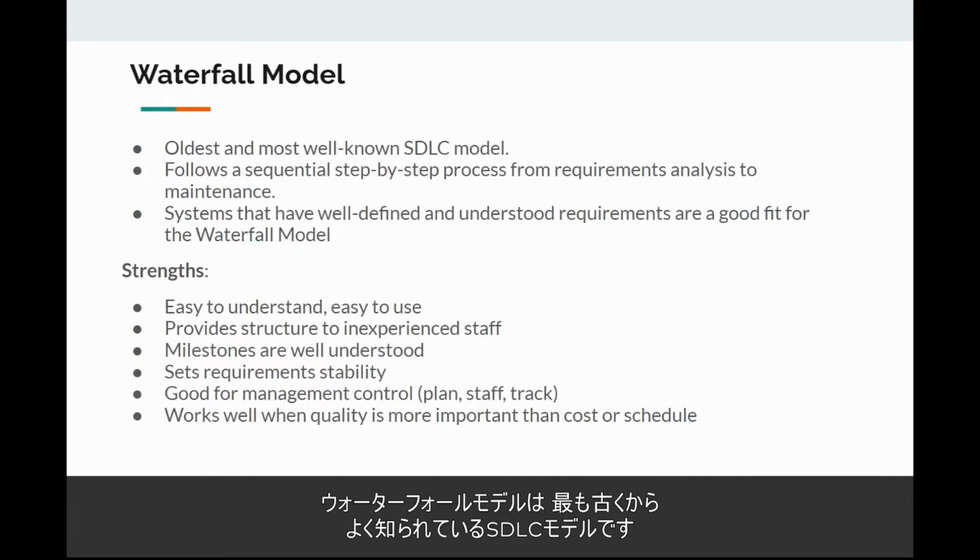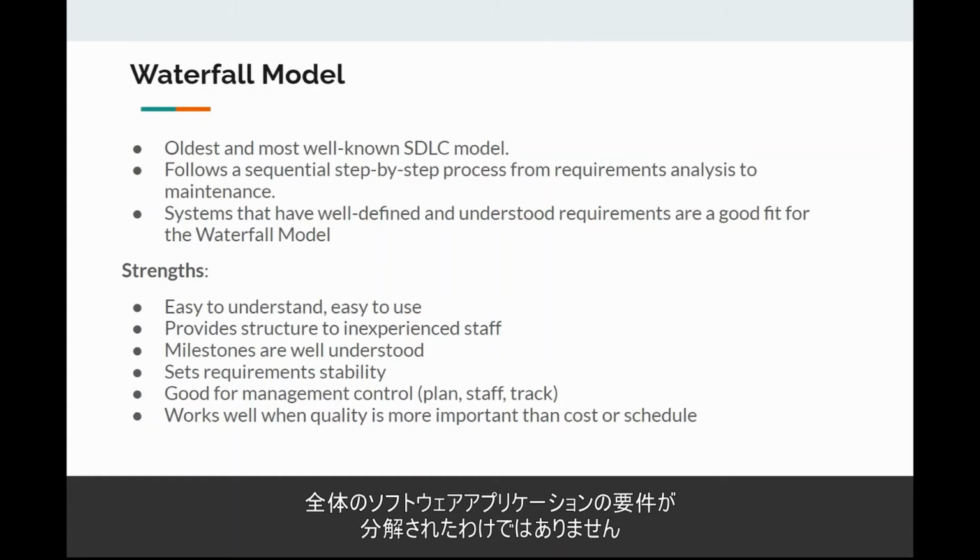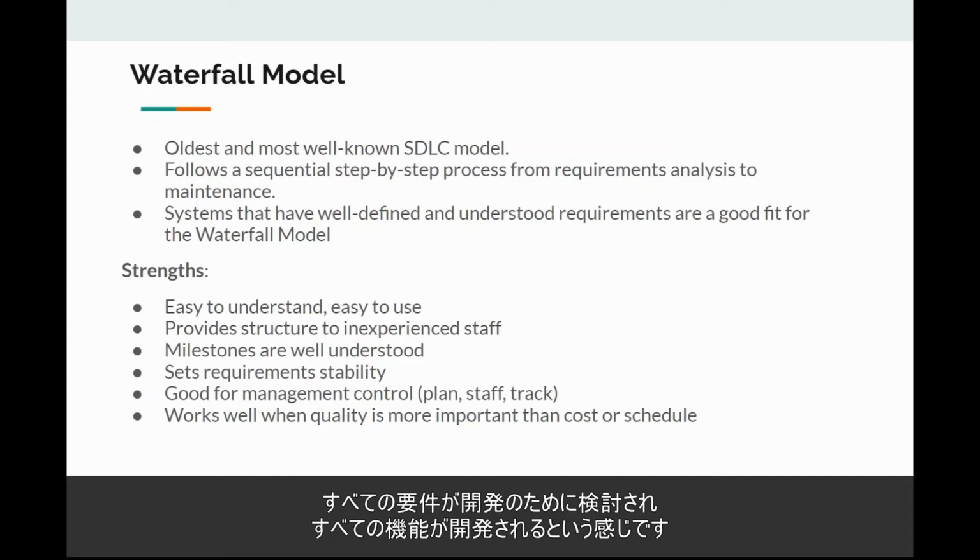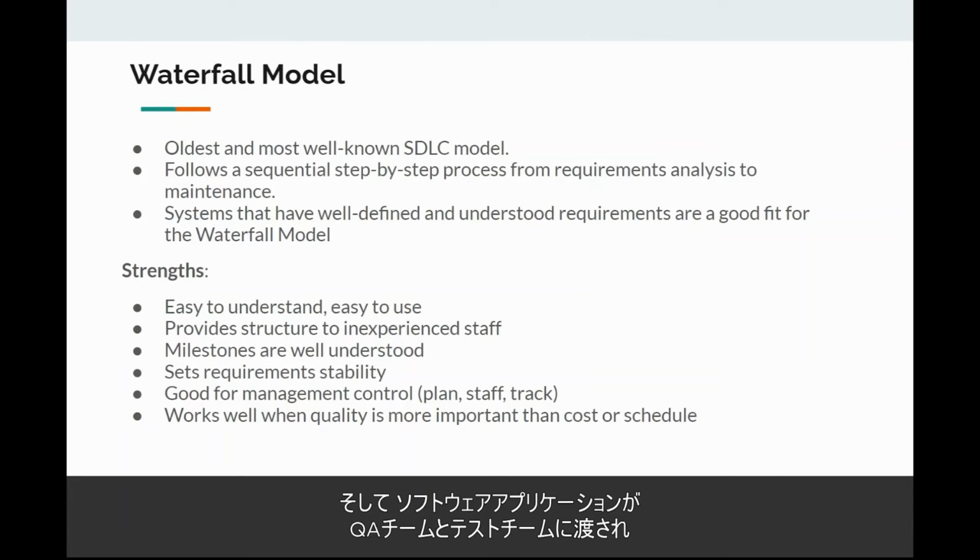Waterfall model. When we talk about the waterfall model, it is the oldest and most well-known SDLC model. It follows sequential step-by-step execution, like all the phases which we have just seen in the earlier presentation. All 6 phases go one after the other. So it's not like the complete software application requirements are broken down into multiple phases. It's like all the requirements get considered for development, all the functionalities get developed, and then the software application gets delivered to the QA team or testing team. They test the whole application, report bugs, and then the bug fixing activity gets started.